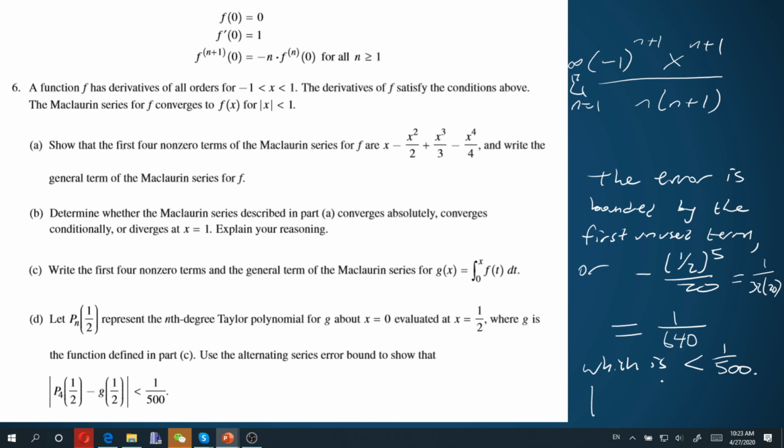Okay. So we could say something like this. P4 at 1/2 minus g at 1/2 must be less than 1 over 640, which is already less than 1 over 500. Okay. Any questions on what we did? Nope.